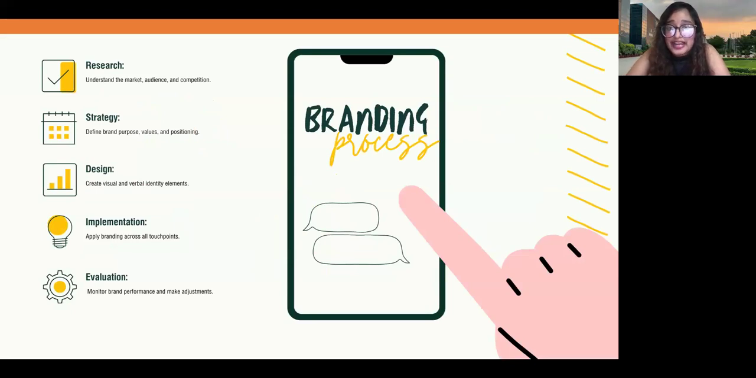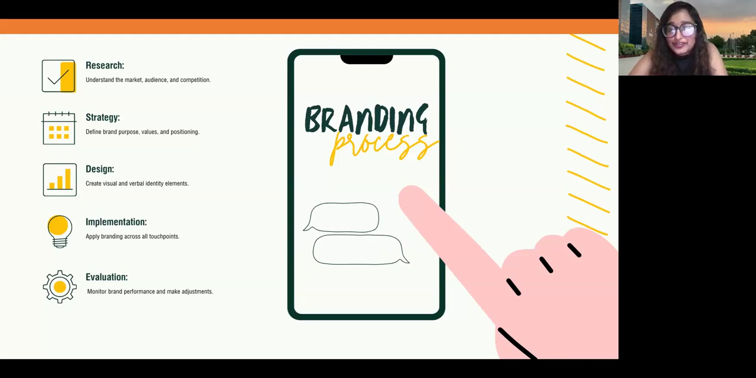Another aspect of branding is the branding process. So if you decide you want to do branding of any product or even for yourself, how do you start? Where do you start? You start with the research. First, you understand the market, the audience, the competition. Then you develop a strategy. What makes your brand different? What is its purpose? What are the values and the positioning? Then you design. You take designs, like visual aspects or taglines or something else.